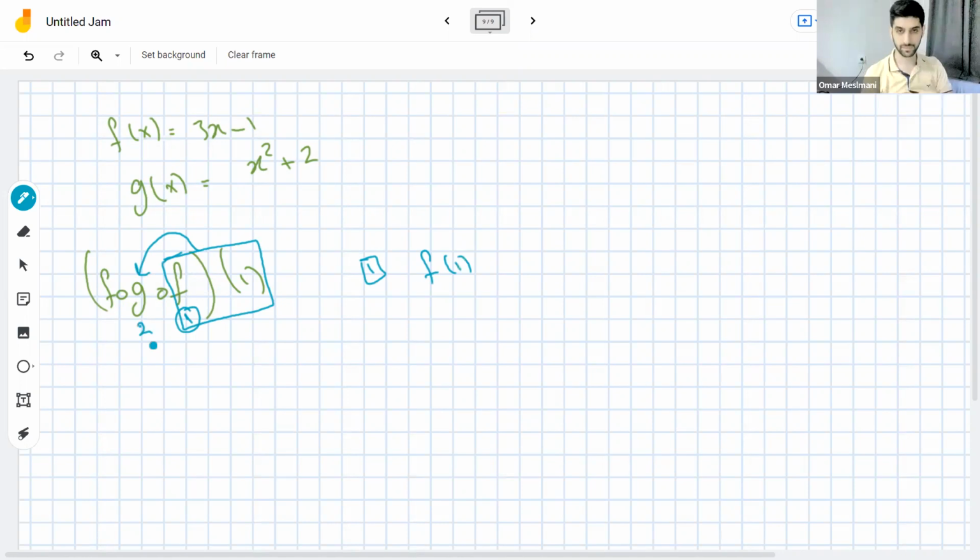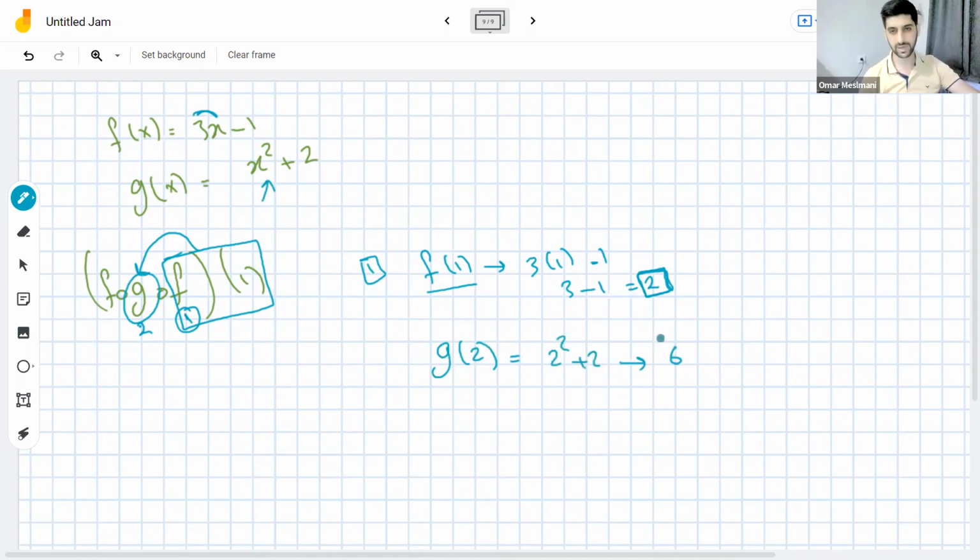Okay, so let's find the value of f1 first. What is the value of f1? That's going to be 3 times 1, which is 3. So 3 times 1 minus 1, 3 minus 1, and the final answer I get is 2. So what is my answer right now? It's 2. Yes? So I will take this 2. Where will I put it? I will put it in g. So the second step: what is the g of 2? I will go to the g. 2 squared is 4, plus 2. So the final answer I have is 6. This 6 is the answer that I have to insert again in f.